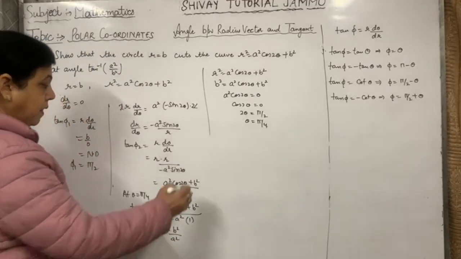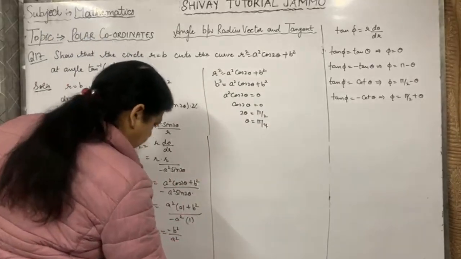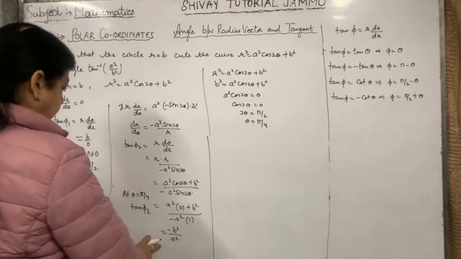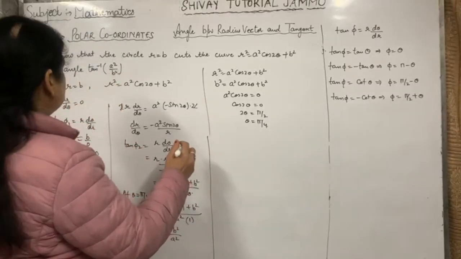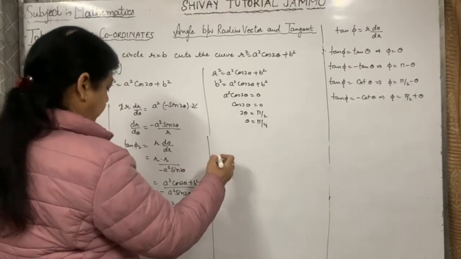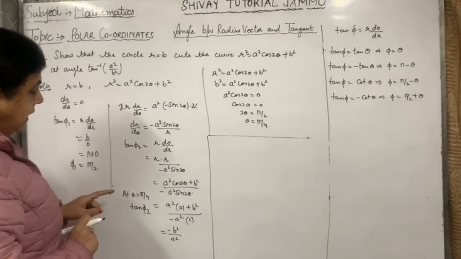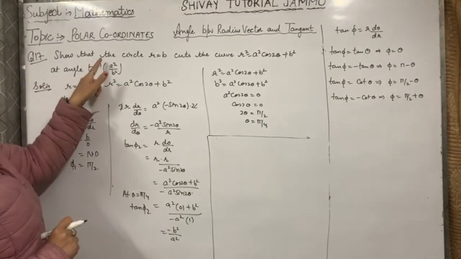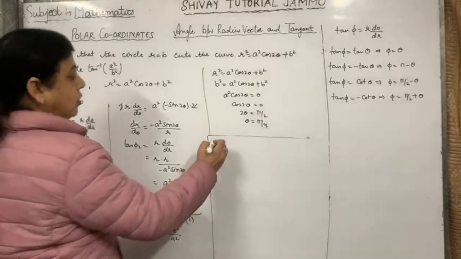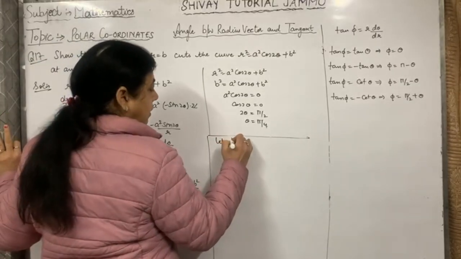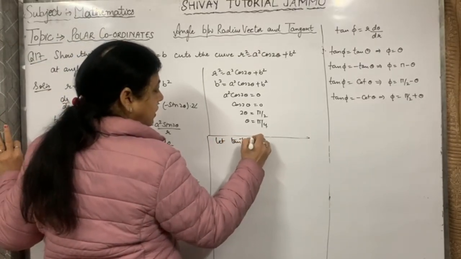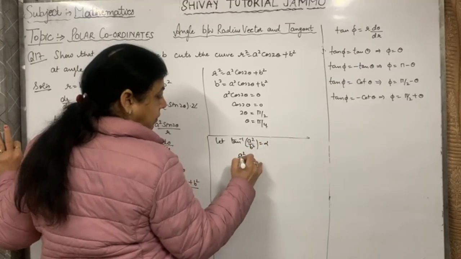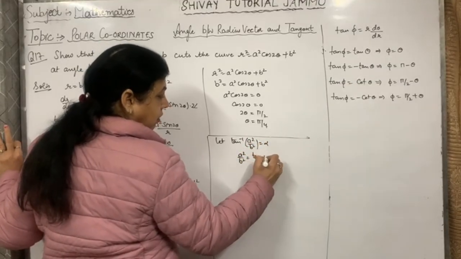Clear? Okay. Minus b square upon a square. I will take it as tan alpha. In this part we get minus b square upon a square, but we have to prove tan inverse a square upon b square. So we start with this. Let tan inverse a square upon b square be alpha. A square upon b square is tan alpha.